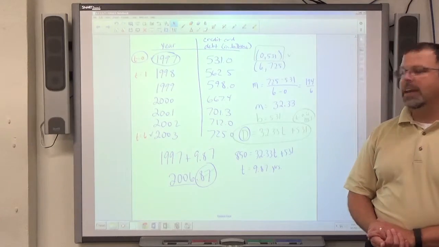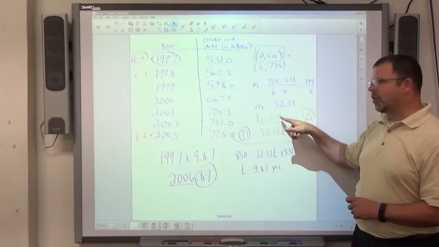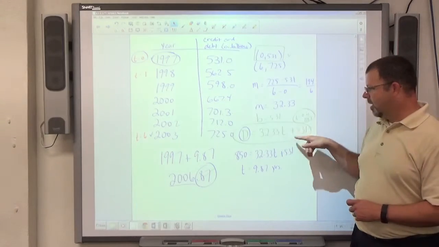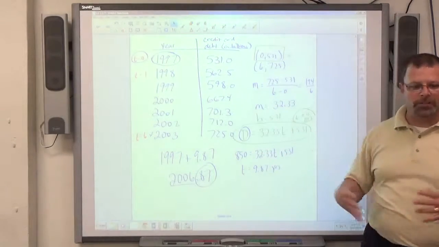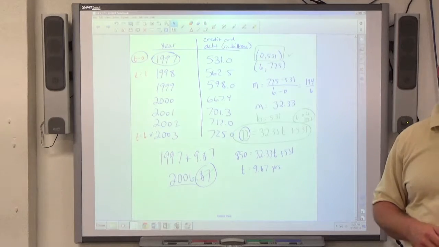You can use the 1997 through 2003, you would have gotten the same answer. It's just this number would have been a much larger negative, and the equation you get would have been a lot more difficult to handle. So it's advisable to do that t equals 0 deal when you're dealing with years.